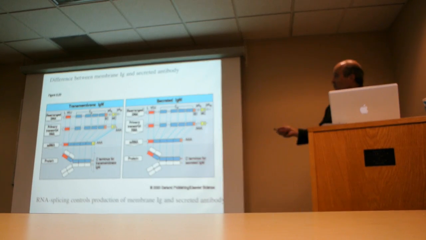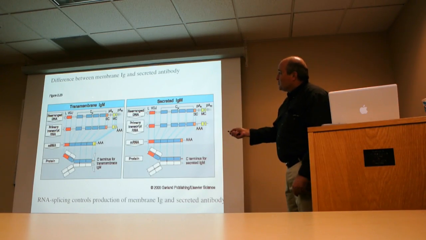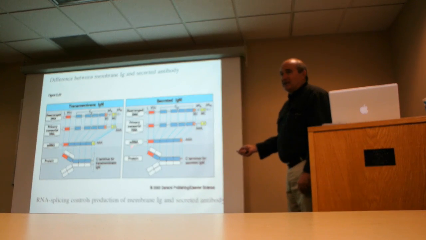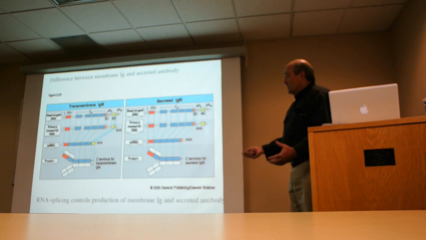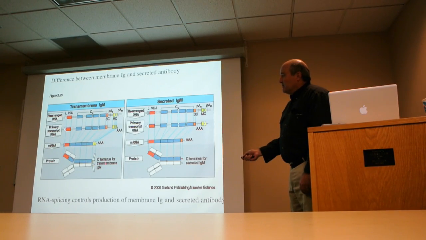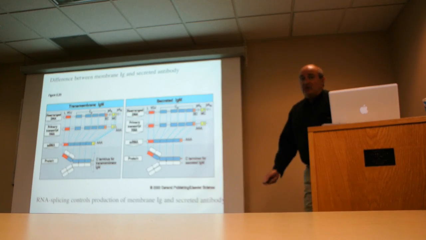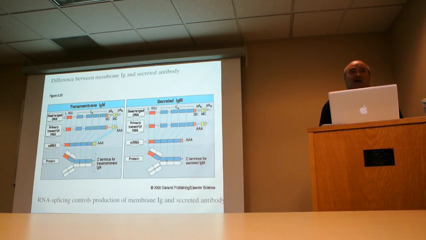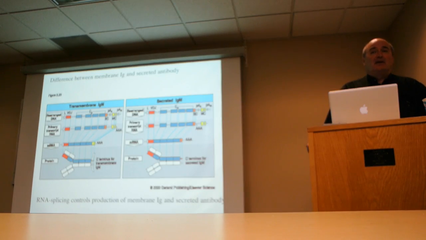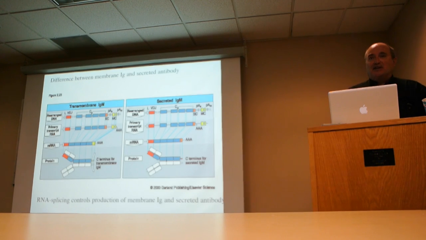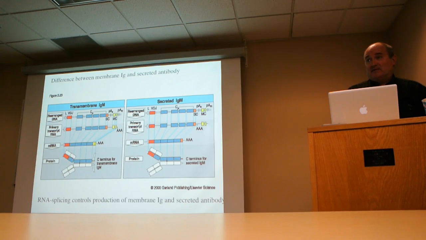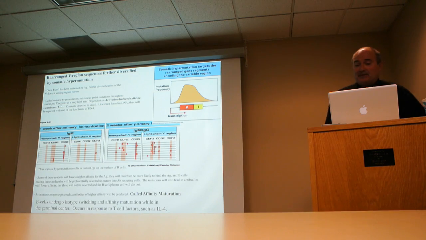All right, and so the difference between a surface IG and secreted, same antibody, let's say it's an IgM or an IgG, that's a membrane form. It has a transmembrane domain. We simply splice that out, and now that thing won't get hung up in the membrane and will get secreted. And that plasma cell is going to do that, and it's an impressive factory for secreted protein.